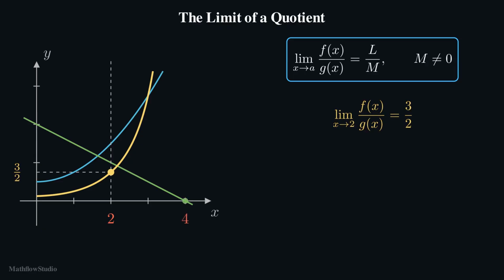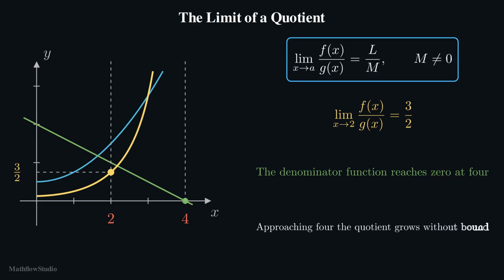The denominator function reaches 0 at the input 4. Approaching 4 from the left, the quotient grows without bound, and the curve has a vertical asymptote there. The worked case satisfies the restriction, because the limit of the denominator there is 2.